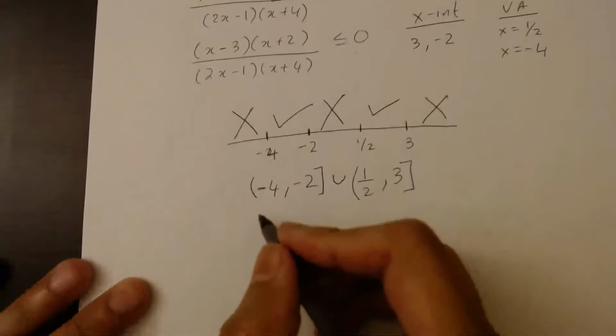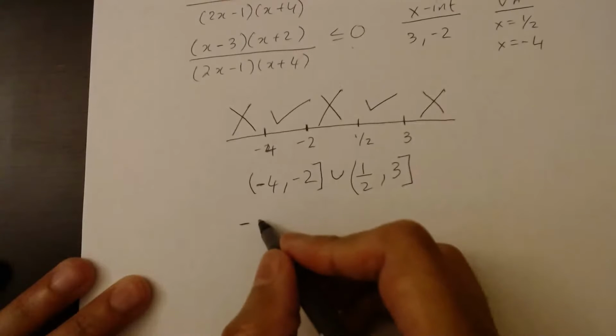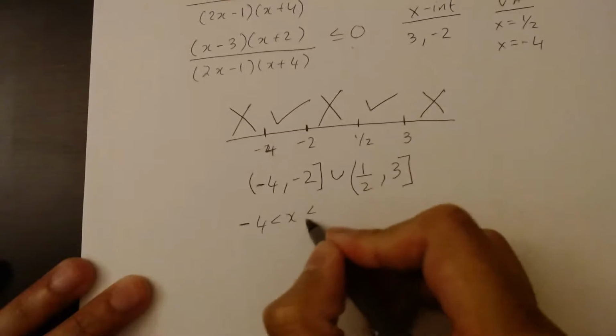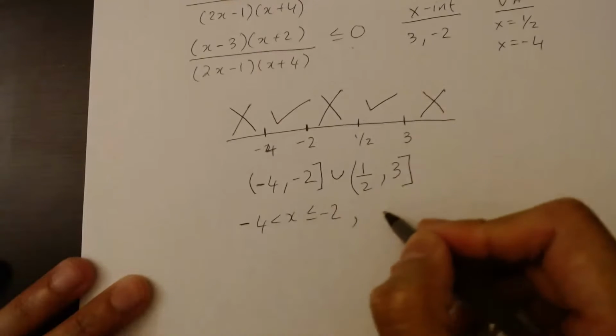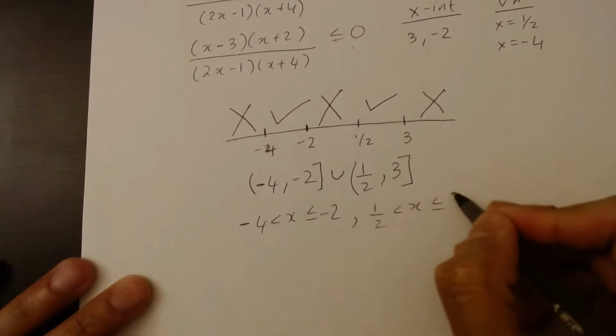If you want to write it in your other notation, your interval notation or set notation, it's -4 less than x less than or equal to -2, comma, 1/2 less than x less than or equal to 3.